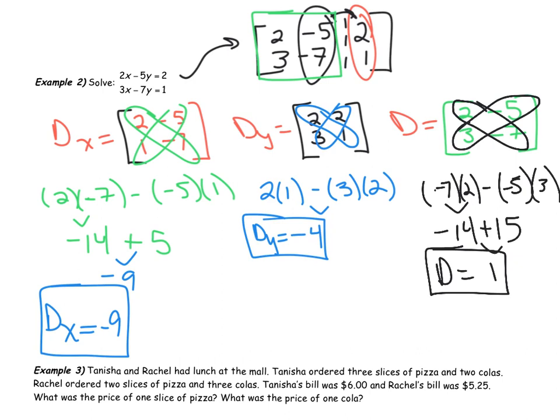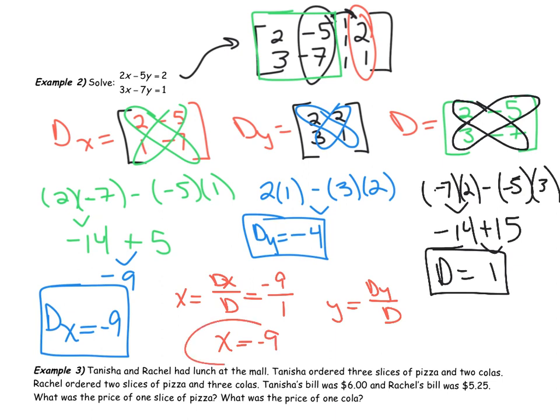And now, remember that formula I said. In order to find variables x and y, x is equal to dx over d, and y is equal to dy over d. So I'll have negative 9 over 1, so x equals negative 9. And I'll have y is equal to negative 4 over 1, so y is equal to negative 4. Okay, we're going to look at a few more examples similar to this. Again, hopefully we're getting the hang of this. This is making a little bit more sense.